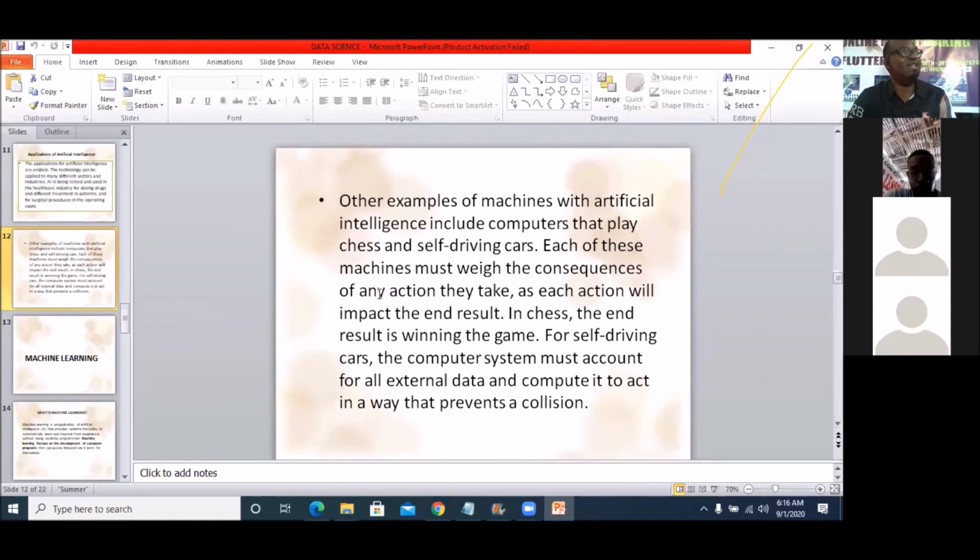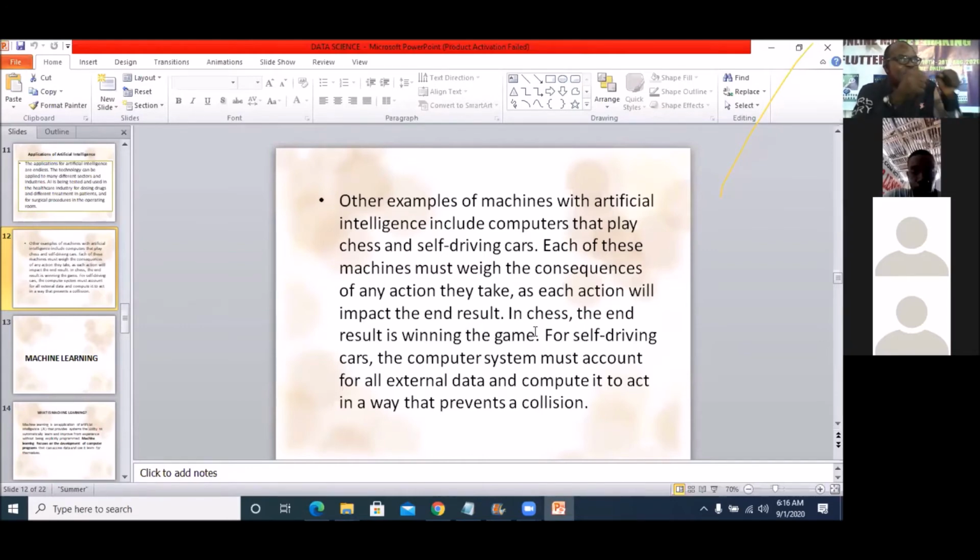So those cars are actually machines, isn't it? That are trained now. They have the wisdom of human beings. They can drive themselves by themselves. And that is why we call it machine learning. Each of these machines must weigh the consequences of any action they take, as each action will impact the end result. In chess, the end result is winning the game. Whereas in self-driving cars, the computer system must account for all external data and compute it to act in a way to prevent collision. That is the end goal for a self-driving car, you understand?